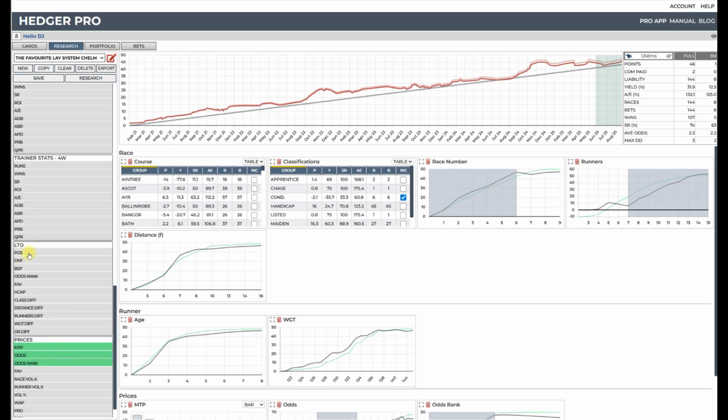If you want to look at horses that did a specific thing last time out, for example, if a horse was fancied to finish last time out, favourite for example, but then it finished way back, those sort of horses can be red flags.